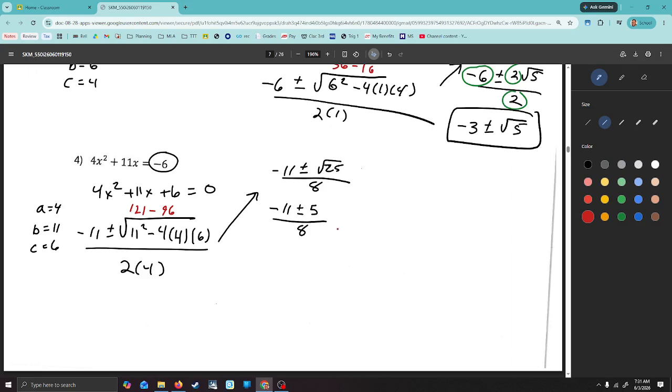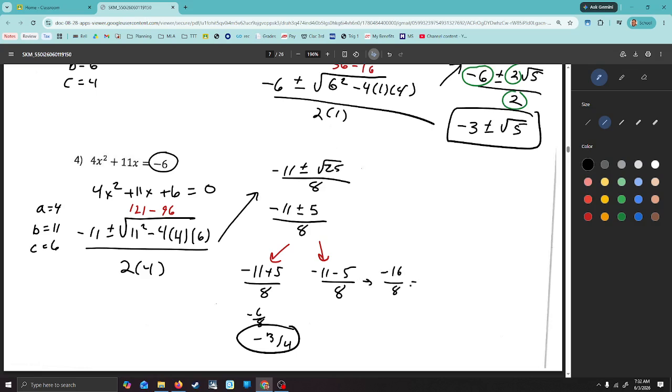Because I know the square root of 25 is 5, now I split it as 2 separate questions because our brain can't dual process. So negative 11 plus 5 over 8, and negative 11 minus 5 over 8. So negative 11 plus 5 is 6, so negative 6 over 8, which simplifies to negative 3 over 4. Negative 11 minus 5 is negative 16 over 8, which is negative 2.